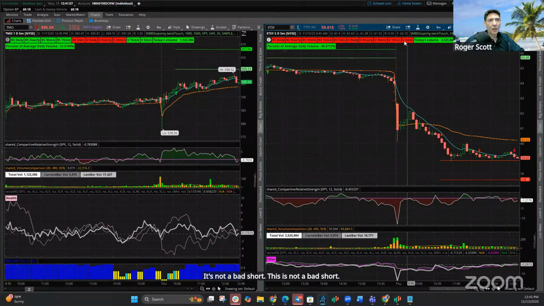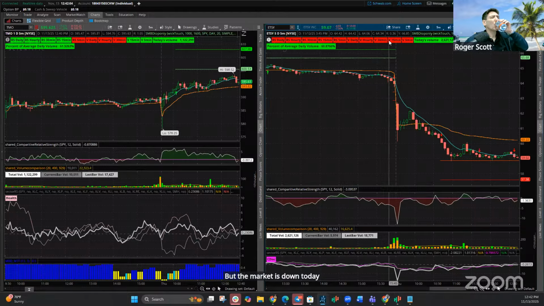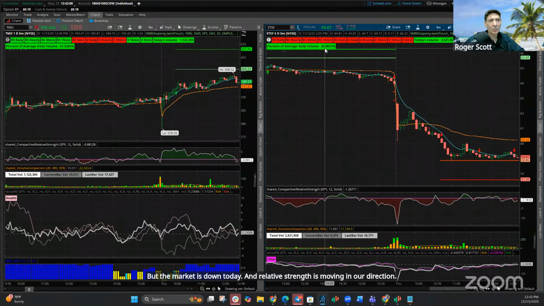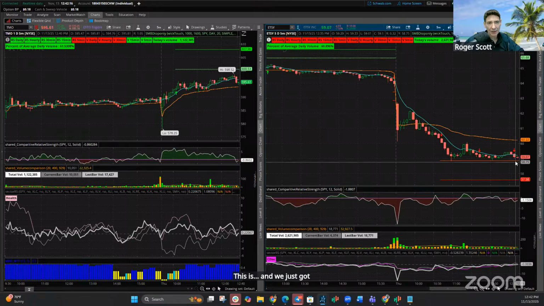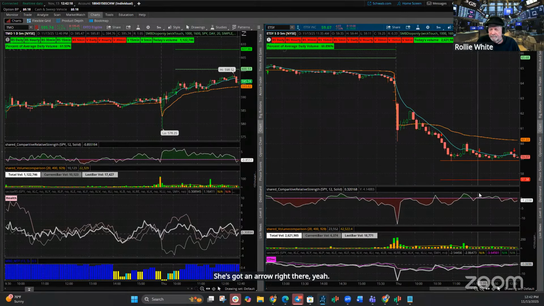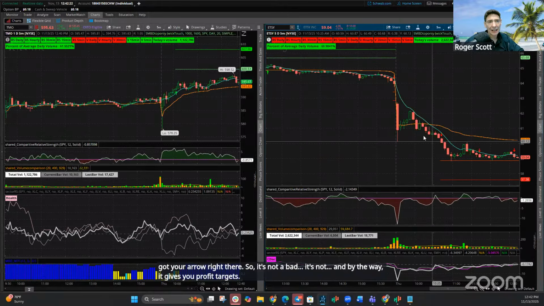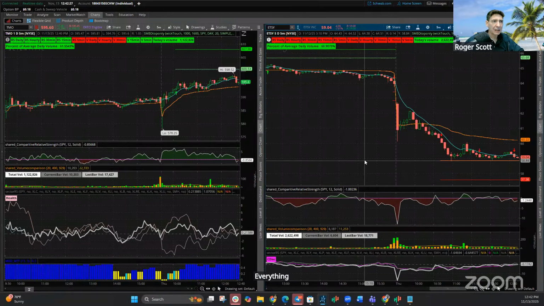The only thing I don't love here is it doesn't have any high volume candles, but the market is down today, and relative strength is moving in our direction. And volume is above 50, 55, so it's not low volume. And we just got our arrow, right there. By the way, it gives you profit targets and it gives you stop losses. So it gives you everything you need to place, enter, and manage the trade.